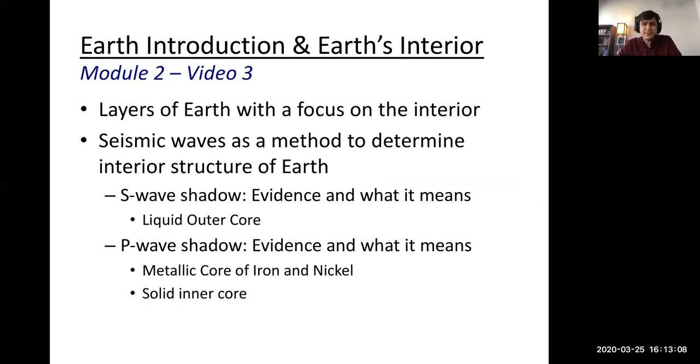How do we actually determine the interior structure of the Earth, which is going to be our standard, how we can actually understand the interior structure of other planets? Also, it's how we can tell that the Earth is differentiated. It gives us a whole bunch of information to know the interior structures.